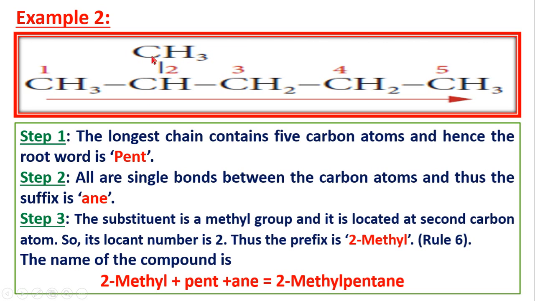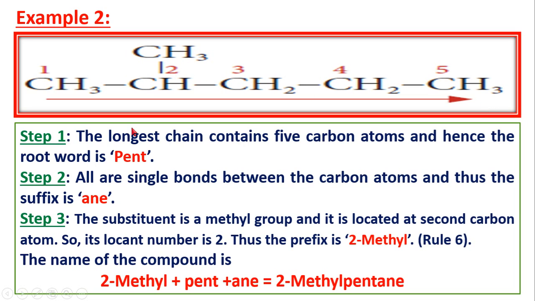But at the second carbon, a substituent or a branch is present in the carbon chain. So the substituent is a methyl group. At the second carbon, a methyl group is present. So the name of the compound is 2-methyl pentane. All are single bonds, so the suffix used is ane: 2-methyl pentane.